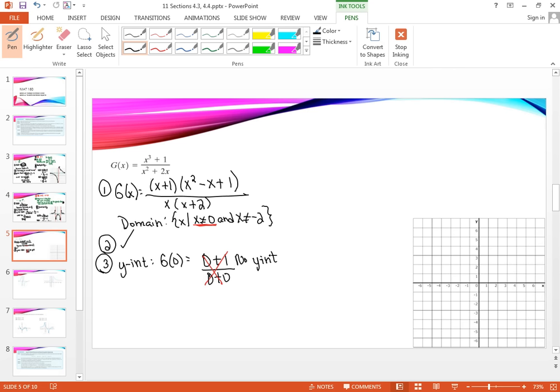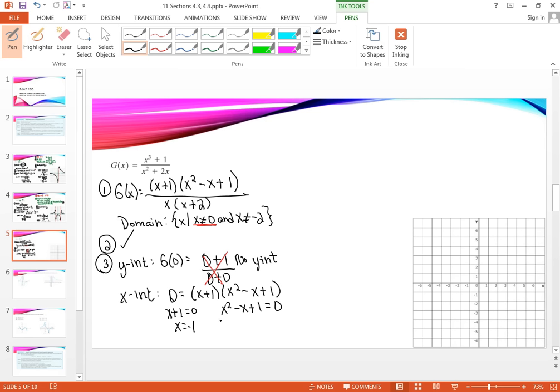To find the x-intercepts, remember you set the fraction equal to 0. And remember, the denominator is not going to help you here. The only thing that can let this thing equal 0 is the numerator. So x plus 1 is 0. That would give you -1. X squared minus x plus 1 equals 0. What does that do? I don't think it factors. Might give us some irrational x-intercepts.